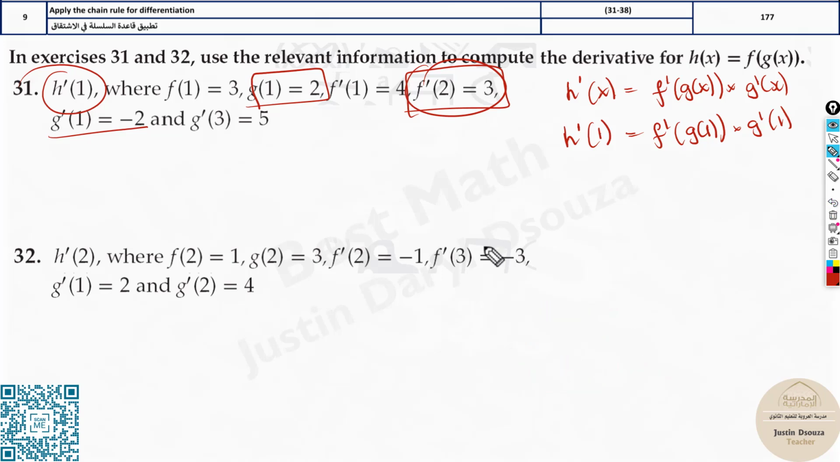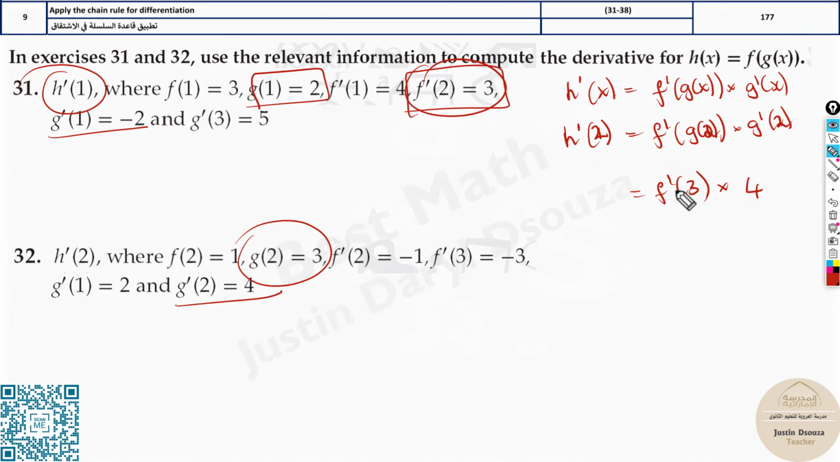Now let's look at what we need to find. Instead of h prime of 1, we have to put h prime of 2. So this becomes 2 as well, and this is 2. Let's see what values are known to us. First, we need g of 2. Do we have it? Yes, g of 2 is known. f prime of 3 is what we need. See, g of 2 is 3, so instead of g of 2, we write 3 multiplied with g prime of 2. Do we have it? Yes, that is 4.